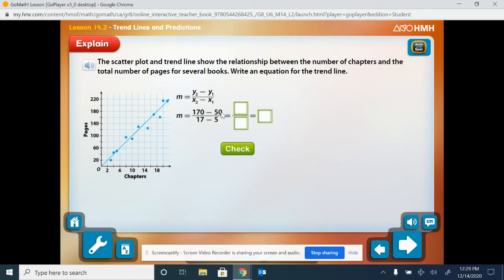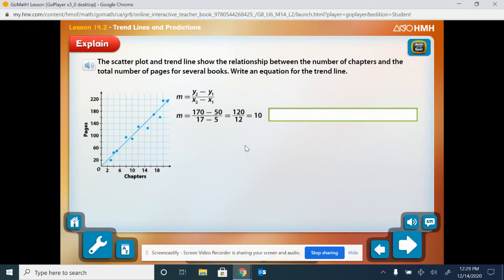So 17 minus 5 is 12, 120, and then 17 minus 5 is 12, and then 120 divided by 12 is going to be 10. So 10 pages per chapter. Correct, approximately. The value of m is 10. You now know that the slope of this trend line is 10.